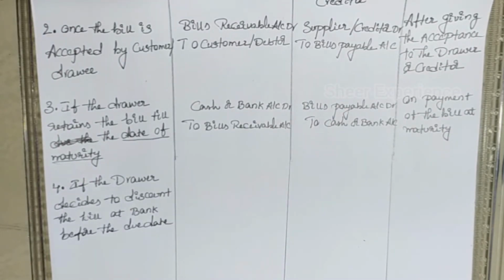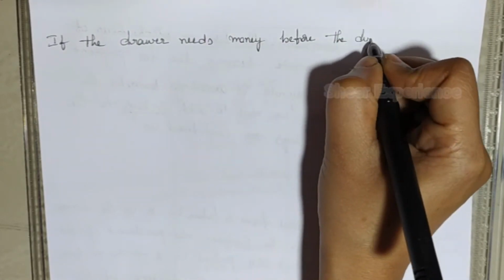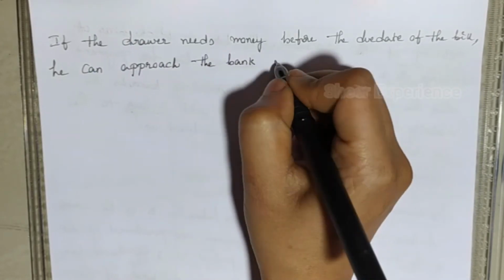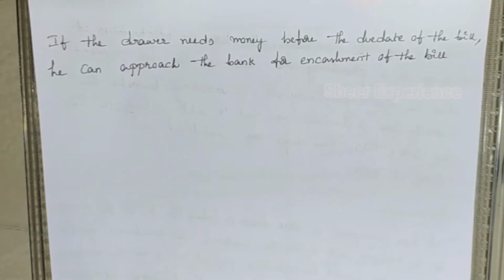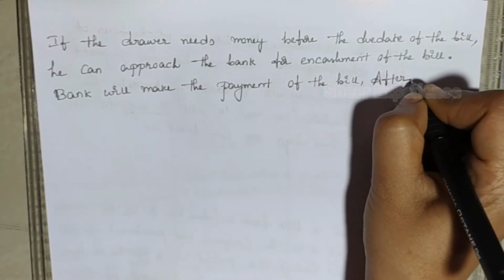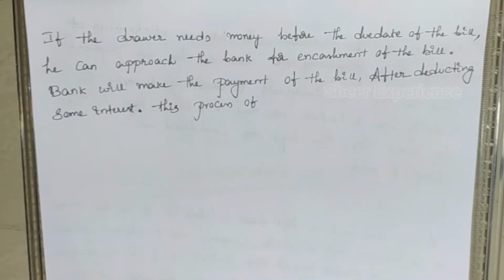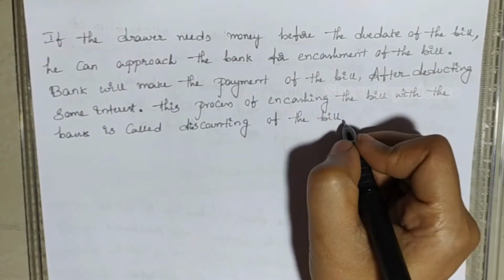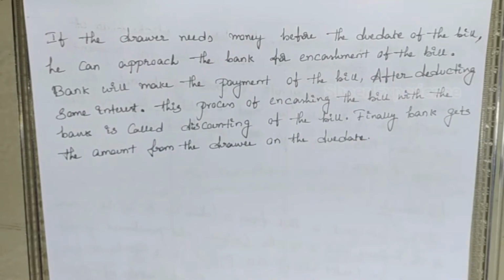Now what is discounting the bill? If the drawer needs money before the due date of the bill, he can approach the bank for encashment of the bill. Encashment means taking bill amount. Bank will make the payment of the bill to the drawer after deducting some interest. This process of encashing the bill with the bank is called discounting of the bill. Finally, bank gets the amount from the drawee on the due date.